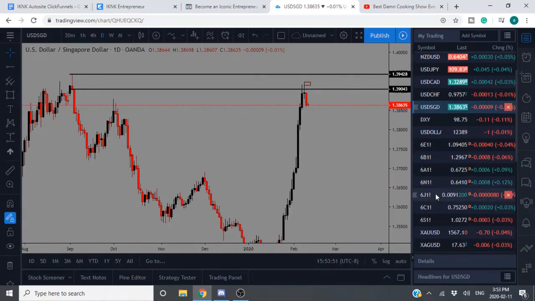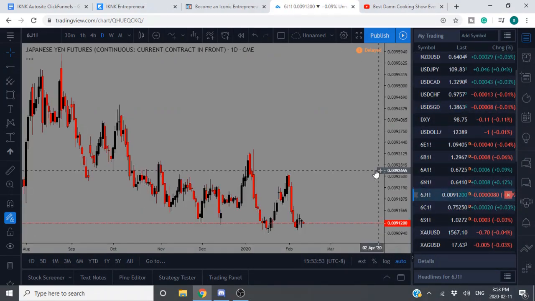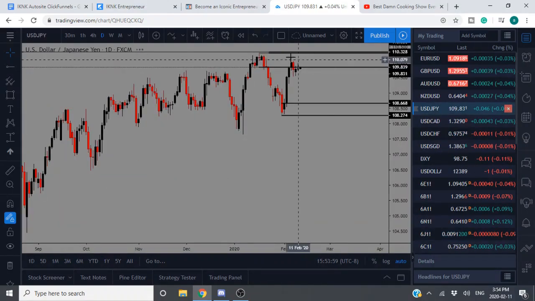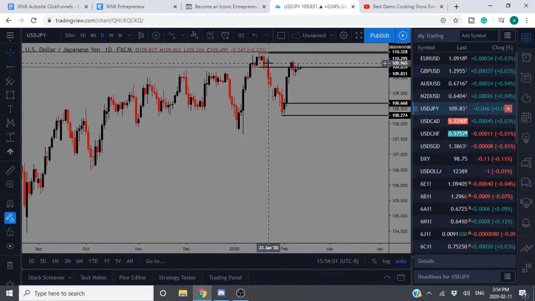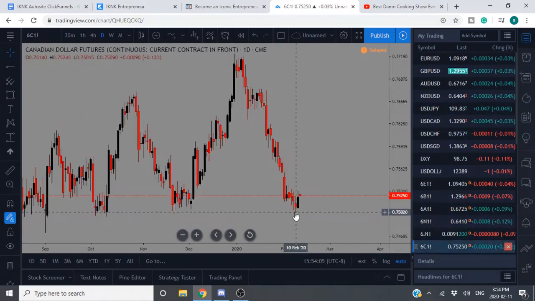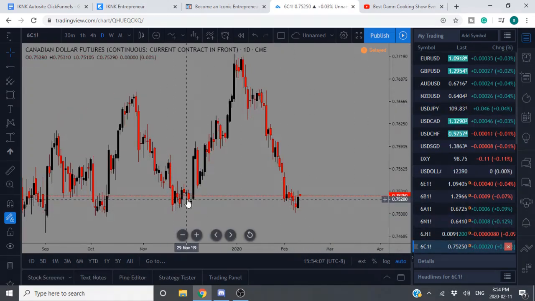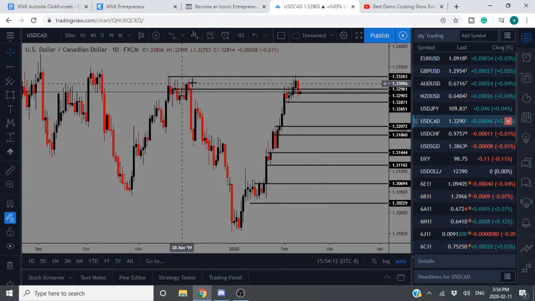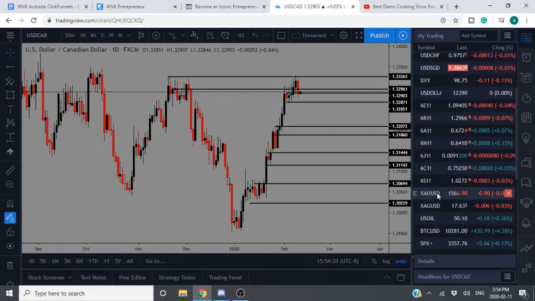So if we go look at the USD, look at the yen. We're coming into a yen demand zone. If we go to USD yen, well, we're coming into that supply zone, right? But it's going to be inverse of each other. If we go to the Canadian, well, we're reacting off of that demand zone right now. And if we go to USDCAD, well, we're reacting off of that supply zone, right? So it's kind of like that inverse of each other. Usually they're just the exact same.